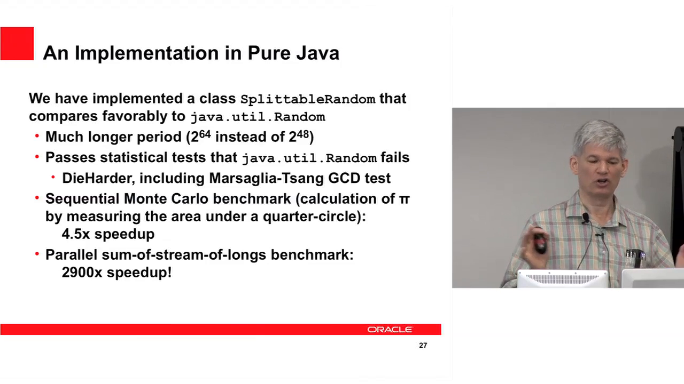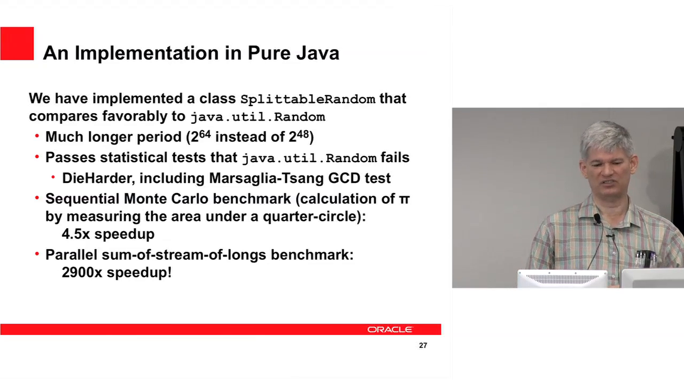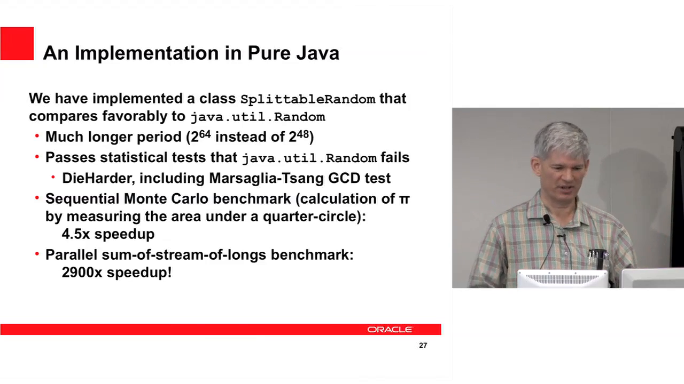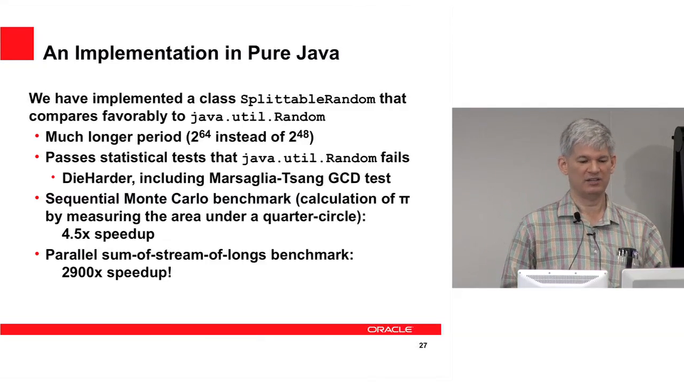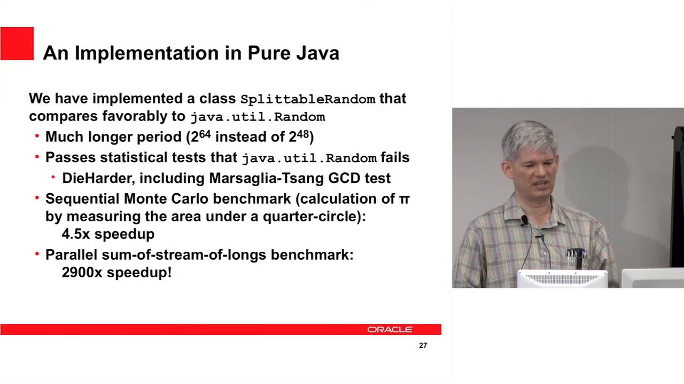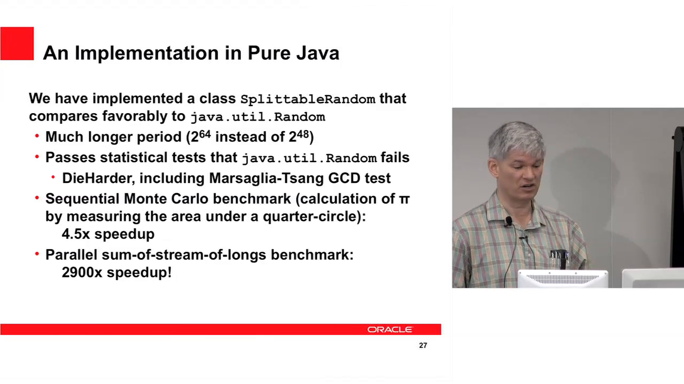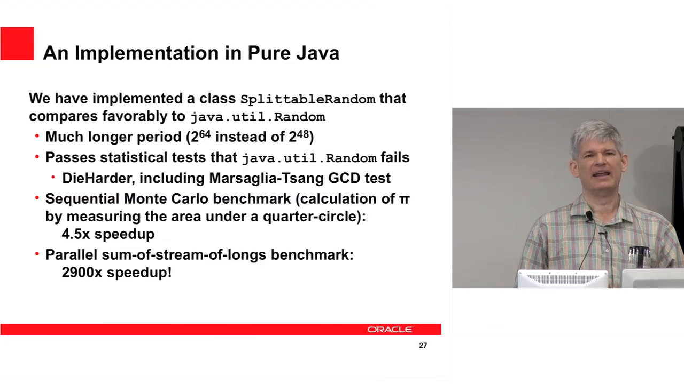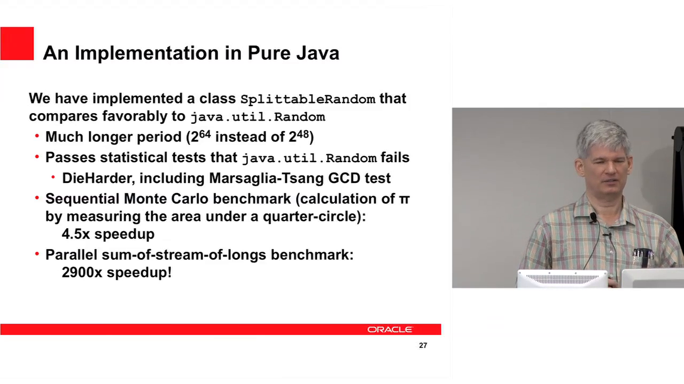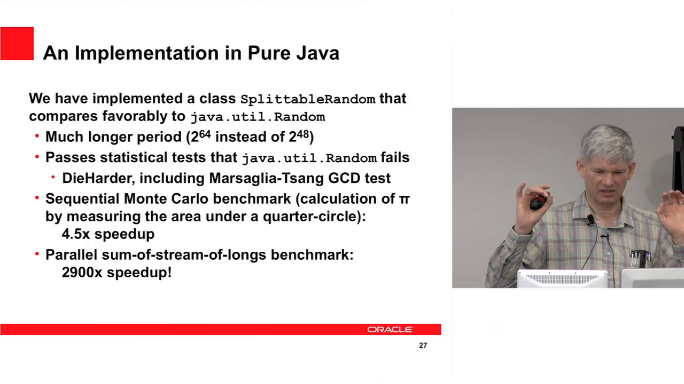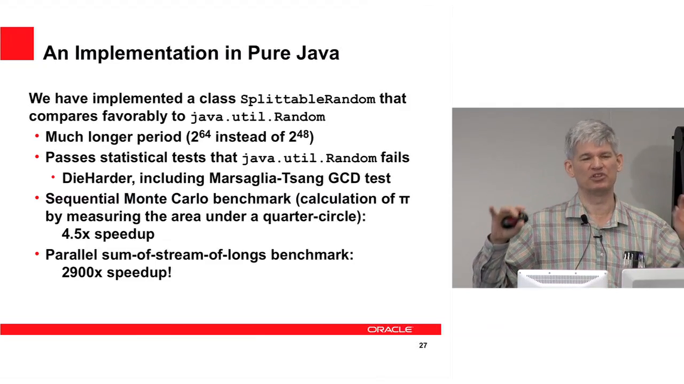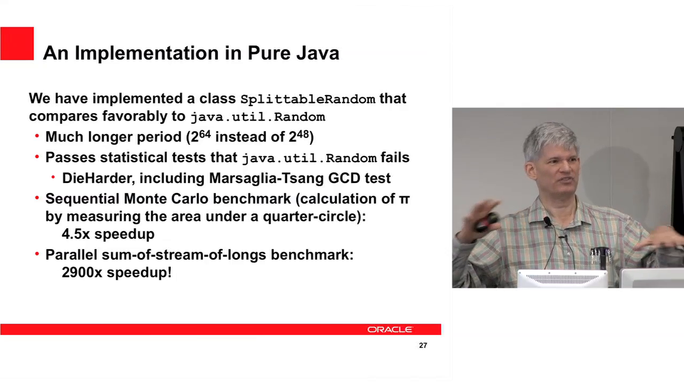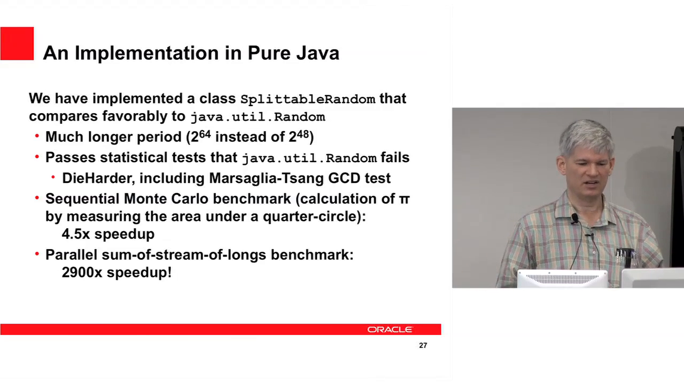So we have implemented a class SplittableRandom that compares favorably to java.util.Random. It has a somewhat longer period. I wrote much longer period on the slide, but its period is 2 to the 64th instead of 2 to the 48th. And the technique can be used to make even longer period random number generators. It passes good statistical test suites that java.util.Random fails, including the Dieharder test suite. It has the interesting property that, as I said, if you make many random number generator objects by splitting, they don't share any mutable state. And as a result, it's very easy to process them in parallel. And here are 2 sample benchmark results.